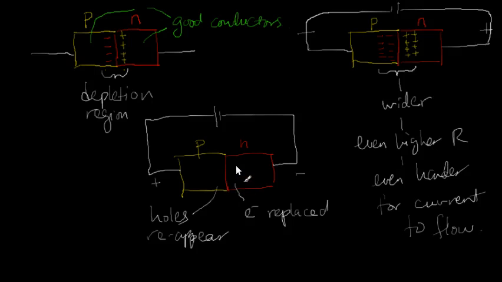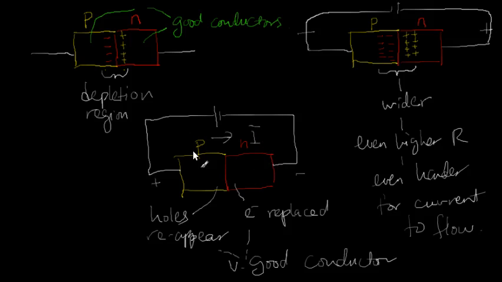The electrons and the holes that can carry current have come back, and so this now becomes a very good conductor. So there we are. Now that it has become a very good conductor, a current can flow. So the current can now flow through this, what is called a PN junction.